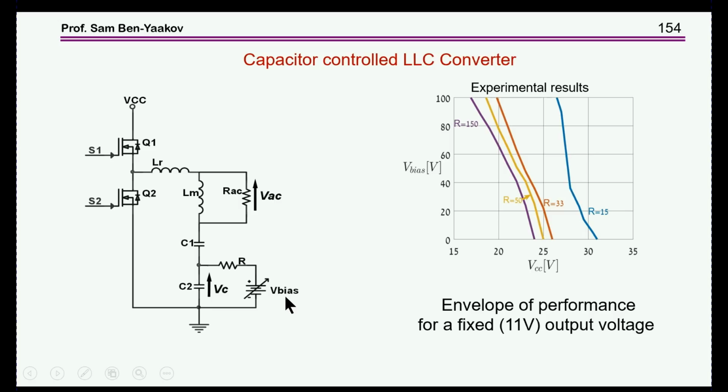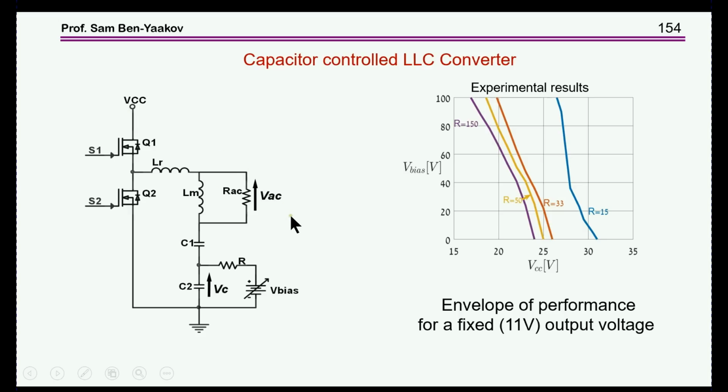And here are the results for the LLC. Again, this is the envelope of simulation, of operation here. This now is an experiment in which we change the voltage while keeping the output constant. That is, we change the gain ratio that we need. The output is constant, regulating for a constant output voltage, while the input is changing and the resistance is changing.